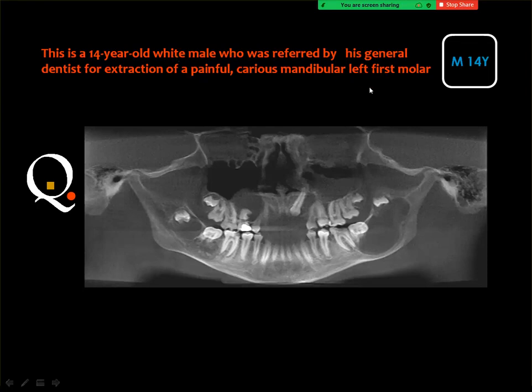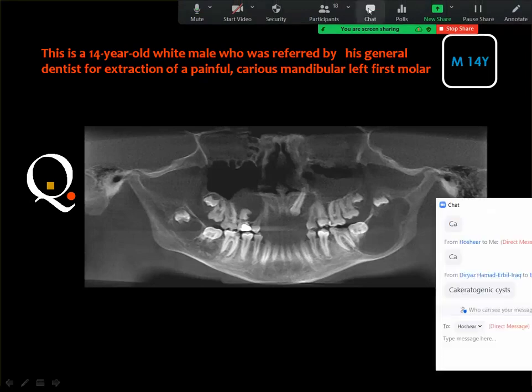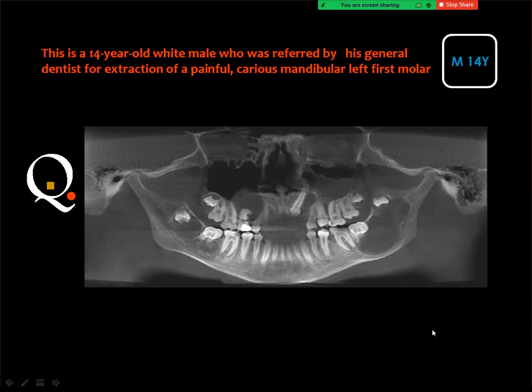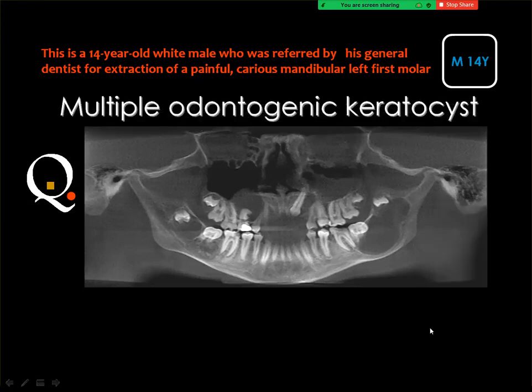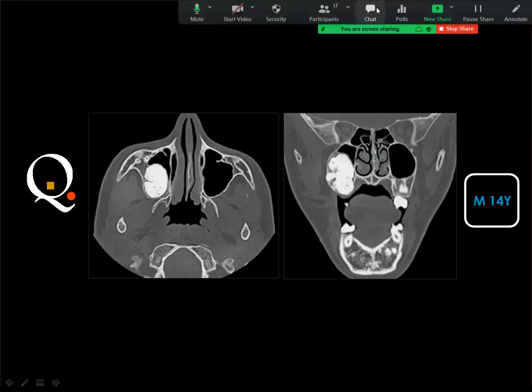This 14-year-old male was referred to the dentist for extraction of a painful carious mandibular left first molar tooth. Okay, keratocyst, very good. This answer is right because I think that this is the only cyst which presents as multiple cystic lesions in the mandible. You see a big one on the left side and another one on the right side, which are usually pathognomonic for the keratocyst.